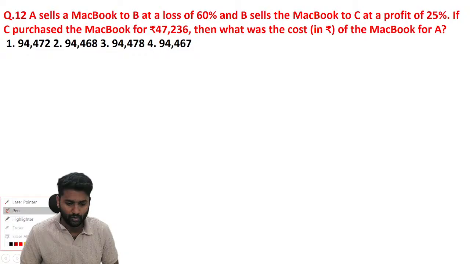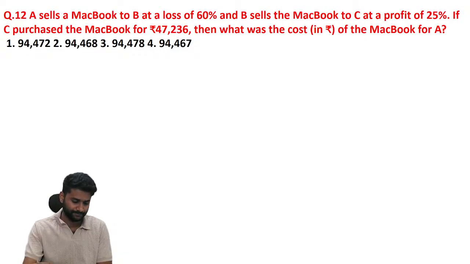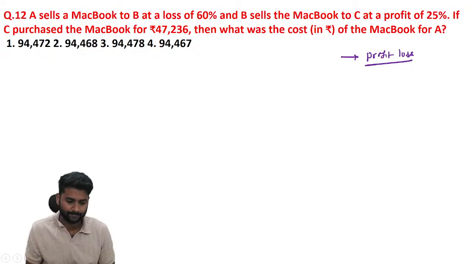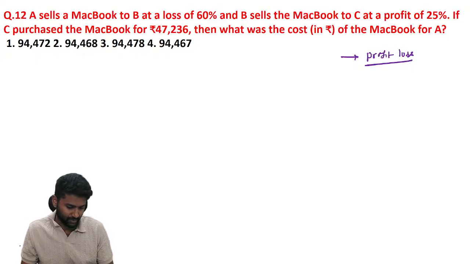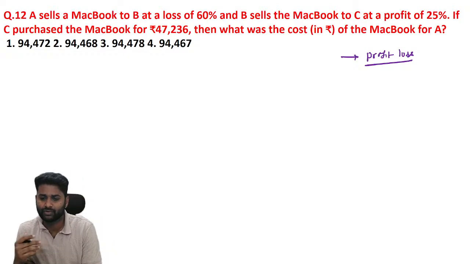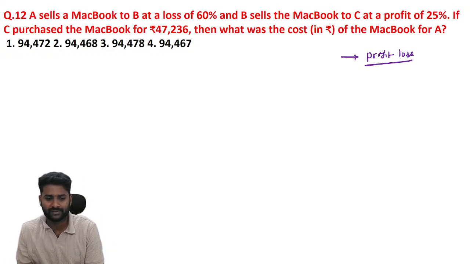Next. Move on to the next question. Again, this question is all about profit and loss. Again, a question from the profit and loss concept. Now see, A sells to B at a loss of 60%. B sells the MacBook to C at a profit of 25%.